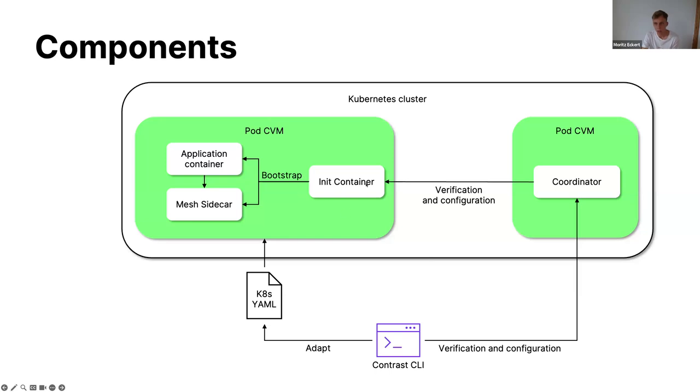there we inject a small init container. This init container does all of the confidential computing specifics for this part. So it does the attestation part. It connects to the coordinator, provides its attestation evidence. The coordinator verifies that. And then our init container can bootstrap the rest of the pod, basically starting the application container and optionally starting a small sidecar that takes care of TLS, mTLS connections between other confidential containers.